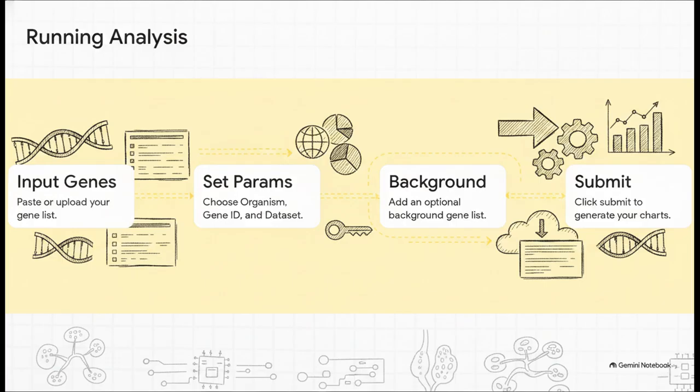Step 2, lock in your parameters. That means picking your organism, the type of gene ID you're using, and which of those 3 reference datasets you want to compare your list against. Step 3 gives you a neat little option to add a custom background list if you really want to fine-tune your statistical significance. And finally, just hit submit and let the algorithm do the heavy lifting for you.